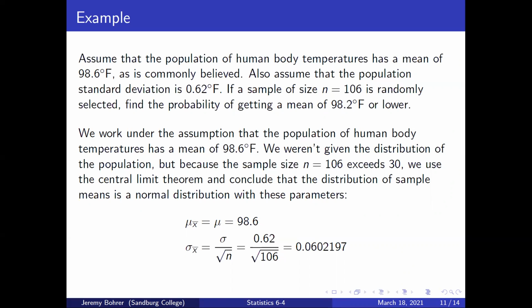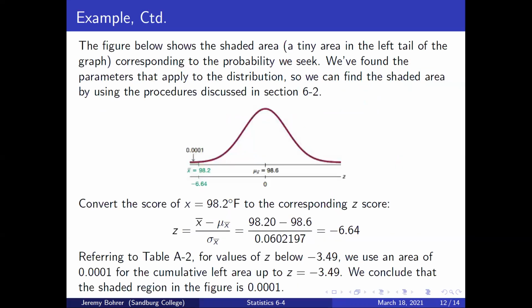and conclude that the distribution of sample means is a normal distribution with these parameters. Mu sub x bar equals mu equals 98.6, and sigma sub x bar equals sigma over the square root of n equals 0.62 over the square root of 106, which is equal to 0.0602197. The figure below shows the shaded area, a tiny area in the left tail of the graph, corresponding to the probability we seek. We found the parameters that apply to the distribution, so we can find the shaded area by using the procedures discussed in section 6.2.